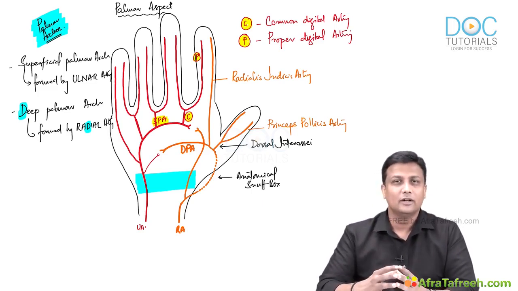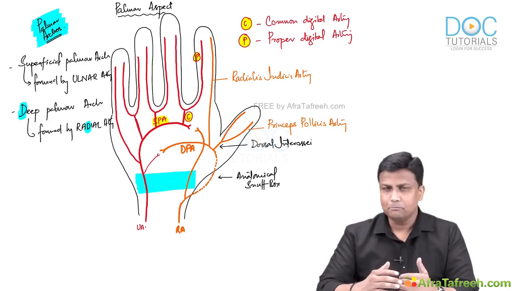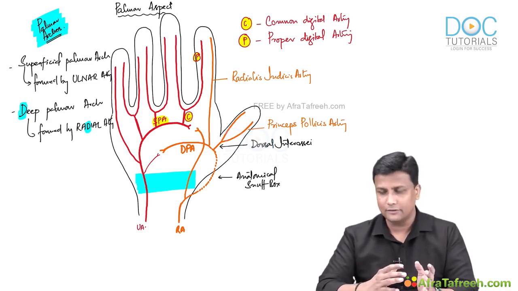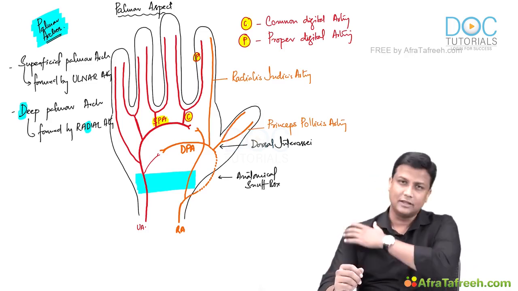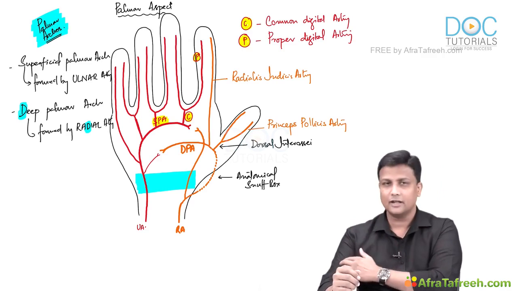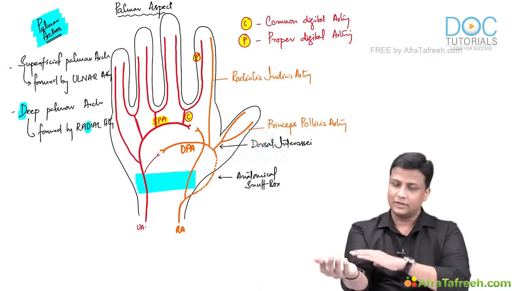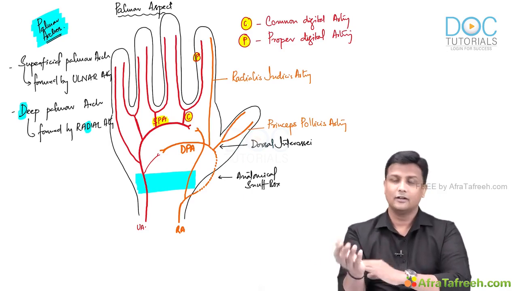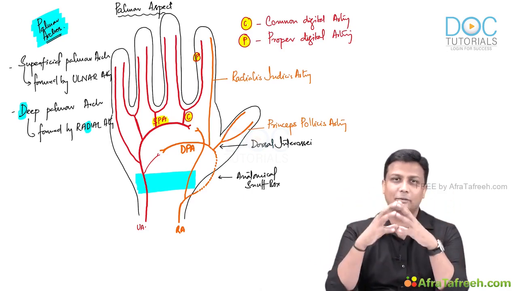So that's all about the palmar arches, and that was the last and final thing in the blood supply to the upper limb. So if you are seeing all the videos in continuation, we are done with the axillary artery, the scapular anastomosis, brachial artery and its branches, and then anastomosis at the elbow. Then we have discussed the interosseous artery, and then finally the palmar arches. So everything has been done in sequence completely.